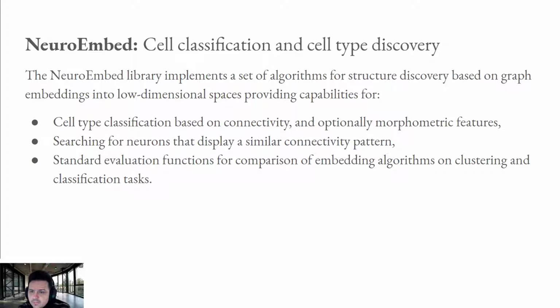Secondly, we have the NeuroEmbed library, which implements a set of algorithms for structure discovery based on connectome graph embeddings into low-dimensional spaces. With NeuroEmbed, users can also use morphometric features such as axon length and thickness, width, volume, and surface area to group neurons in a subcircuit of interest. Based on the embeddings, users can find similar neurons given a neuron. Most importantly, with the NeuroEmbed library, we have sought to provide a standardized benchmark for many different tasks that embeddings could be used in so that database bias and comparison of such methods could be alleviated.